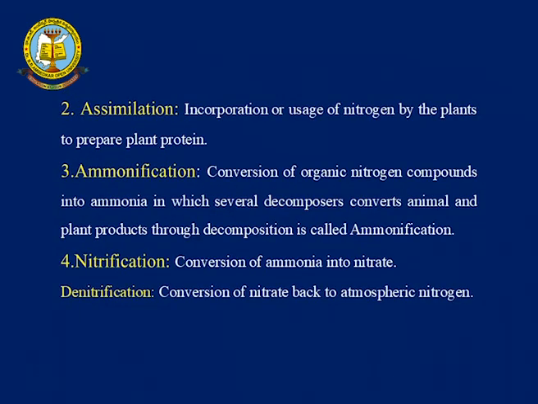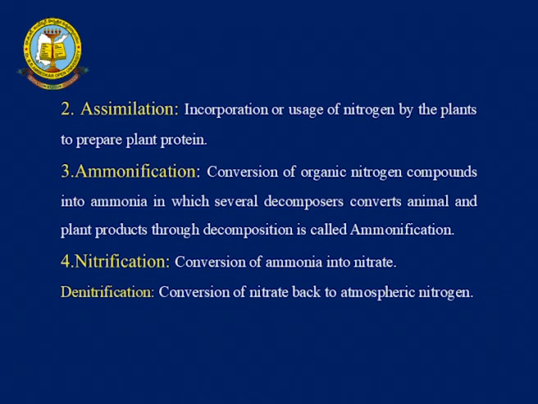The second step in this is assimilation. Assimilation is nothing but utilizing or using. Incorporation or usage of nitrogen by the plants to prepare plant protein is called assimilation. Now, the third one is ammonification. Conversion of organic nitrogen compounds into ammonia, in which several decomposers convert animal and plant products through decomposition. This is called ammonification.